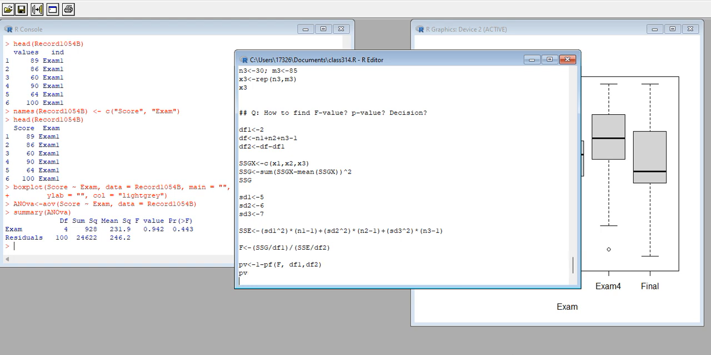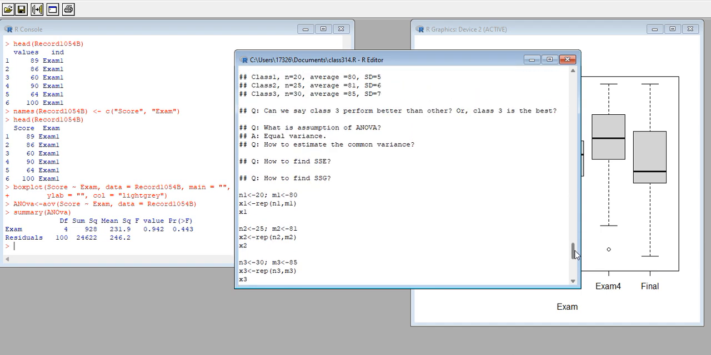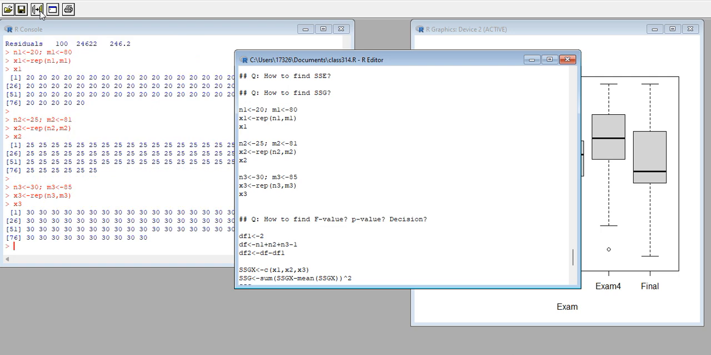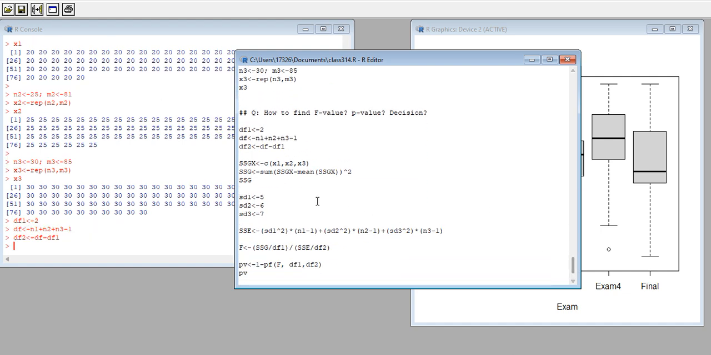Okay. So we check this F value, and we check the P value, so we can make a decision, whether these three groups have a difference, right? Or whether we can say class 3 is better. So let's run that. Okay, and then the degree of freedom.